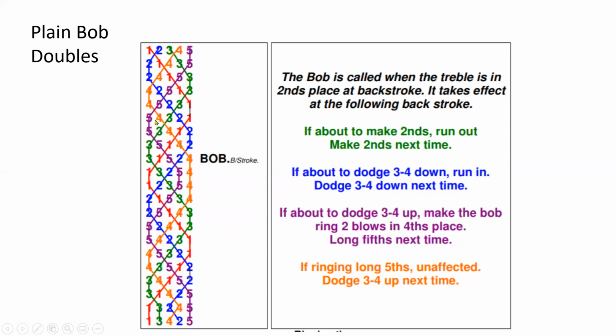Look at the bell here that's about to dodge 3/4 up. It makes fourths at the bob, bringing you 2 blows in the same place, and goes back in, hunts back to the front, and then the next lead, it does 4 blows behind. Finally, look at the bell that is doing 4 blows behind when the bob is called. That bell doesn't do anything different, and it's going to dodge 3/4 up the next time.